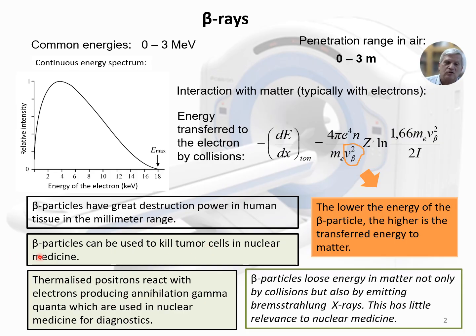Therefore, just like for alpha particles, and actually beta particles are much more frequently used for this purpose. So beta emitters or beta particles can be used to kill tumor cells in nuclear medicine.